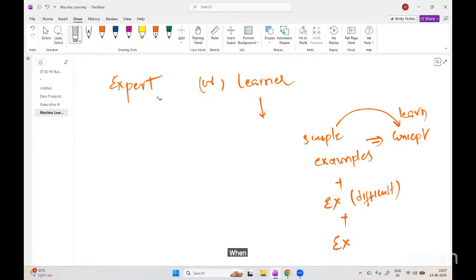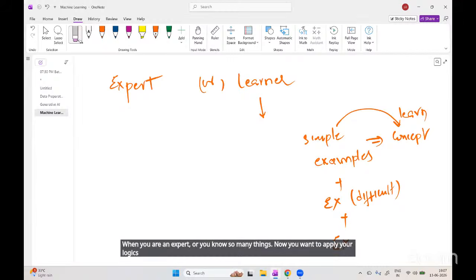When you are an expert, you already know so many things. Now you want to apply your logic. Directly take the large data and apply your concepts. Who is stopping you? Because you already know.